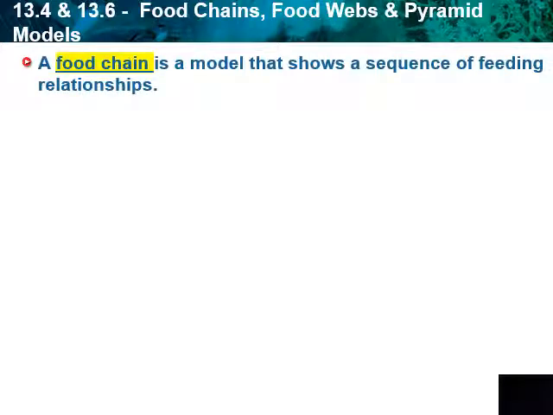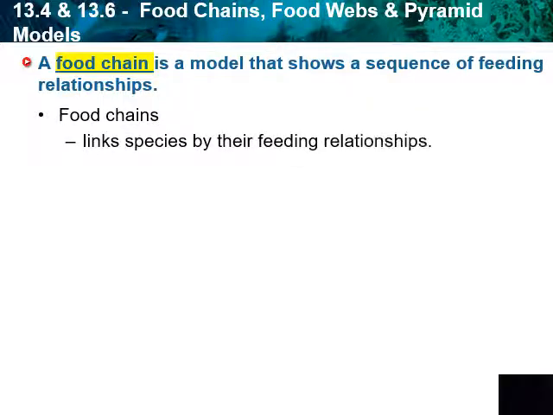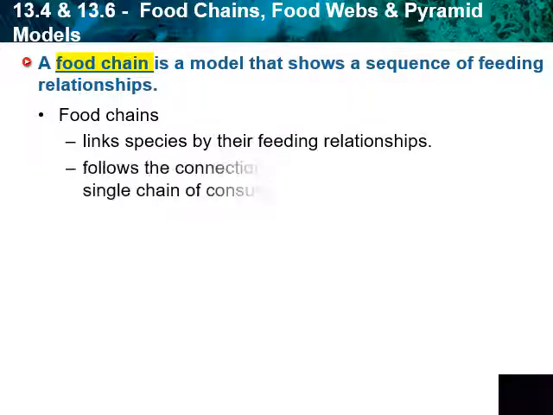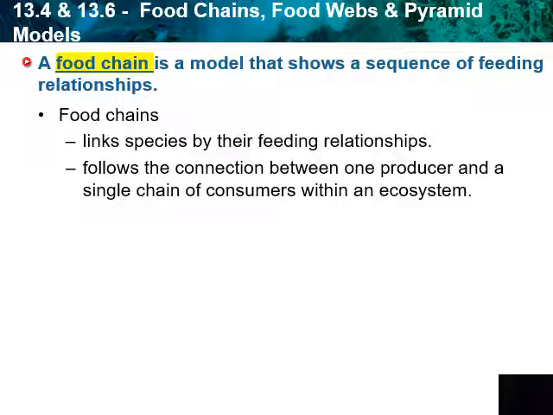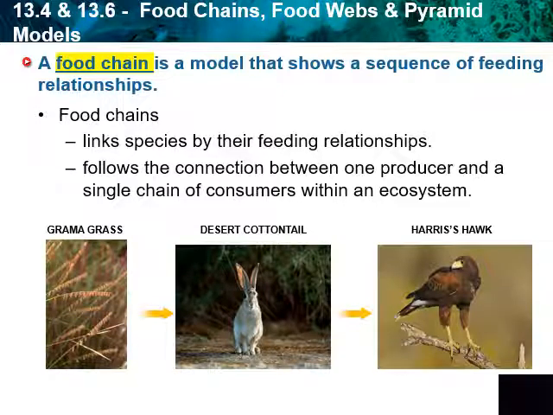So when we talk about food chains, a food chain is a simple model that shows the sequence of a feeding relationship. Okay, so it follows the flow of energy, and the food chains link species by their feeding relationships. It follows just a single connection between one producer and a single chain of consumers within an ecosystem. So there we are, we've got our grass, which is transferring its energy to the cottontail, which is then transferring its energy to the hawk.